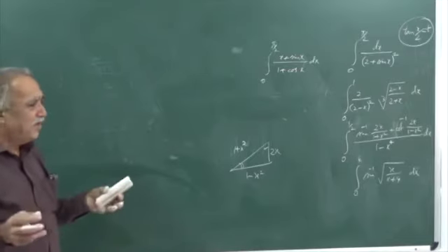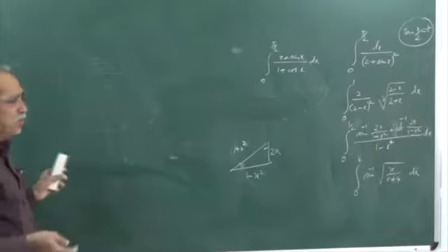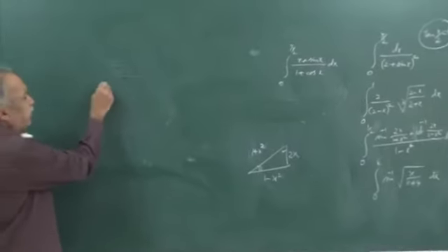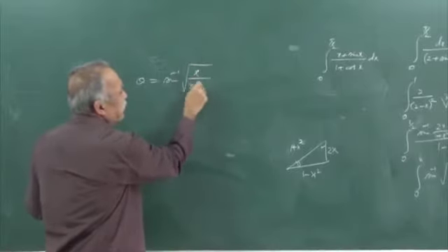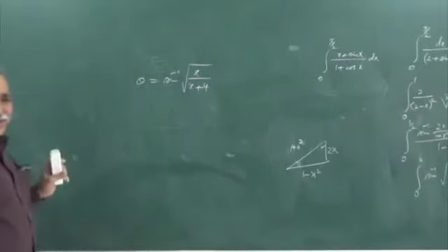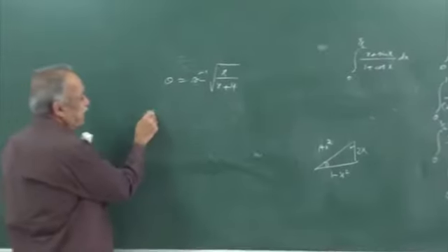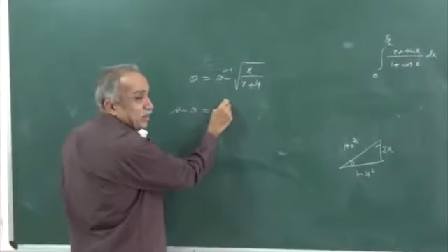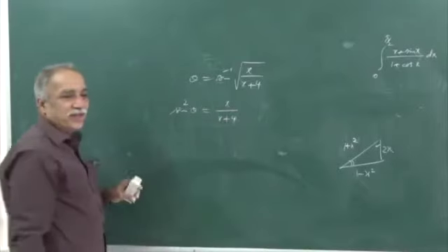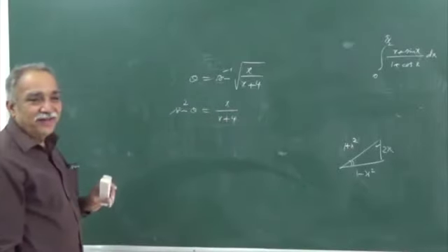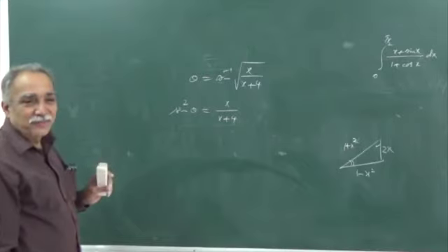Don't think anything else. Directly apply substitution for that integrand. I will put theta equal to sine inverse root of x by x plus 4. Let me see what happens. Sin theta is root of x by x plus 4. X by x plus 4 is sine square theta. So what will be x?